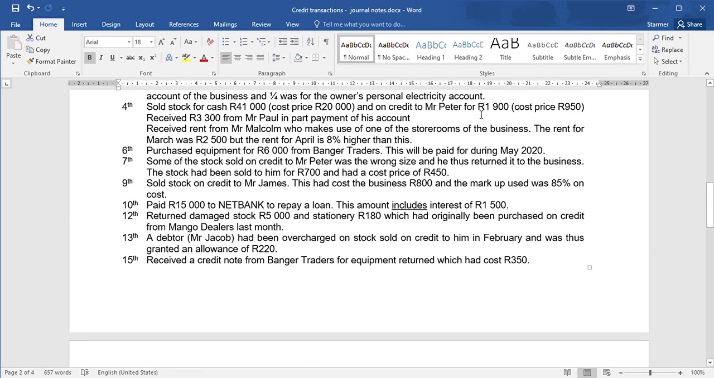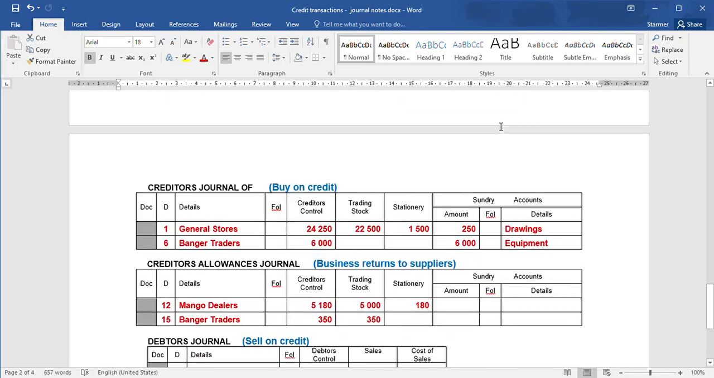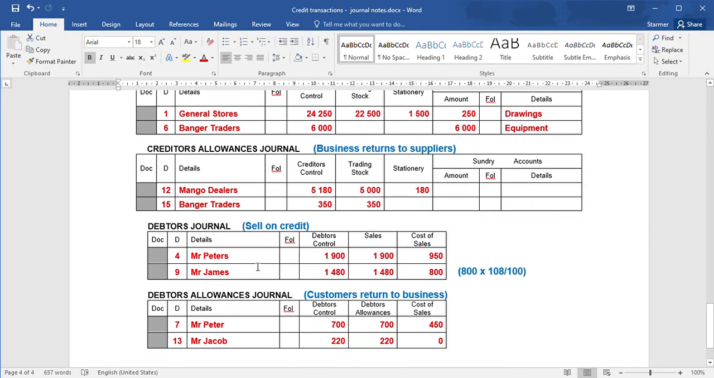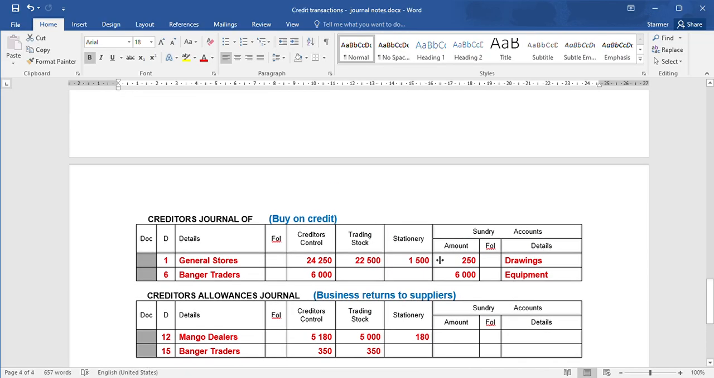And then if we look at the stock that we sold on credit to Mr. Peter, we're not receiving money straight away for that. So that's going to get recorded in your debtors journal. So the person that owes you the money is Mr. Peters, 1,900 for debtors control and sales, and cost of sales will be 950.